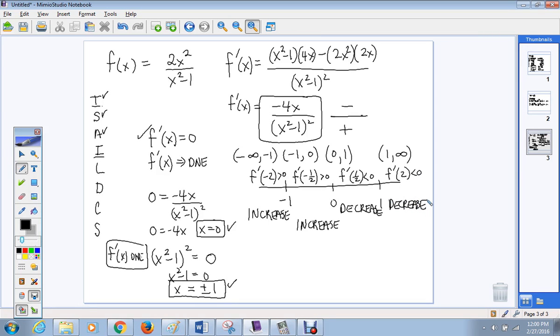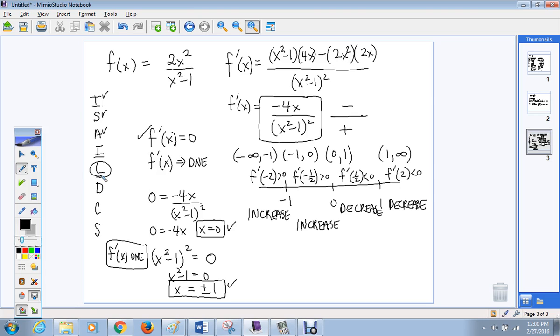So there's our test for increase and decrease, where our function increases, where our function decreases. Now we can do the next test right from the information we received from this test. We're going to look for local max and mins. Now we know a local max or min arises when at a critical number, if the function changes from increasing to decreasing or decreasing to increasing, we could have a local max or min.